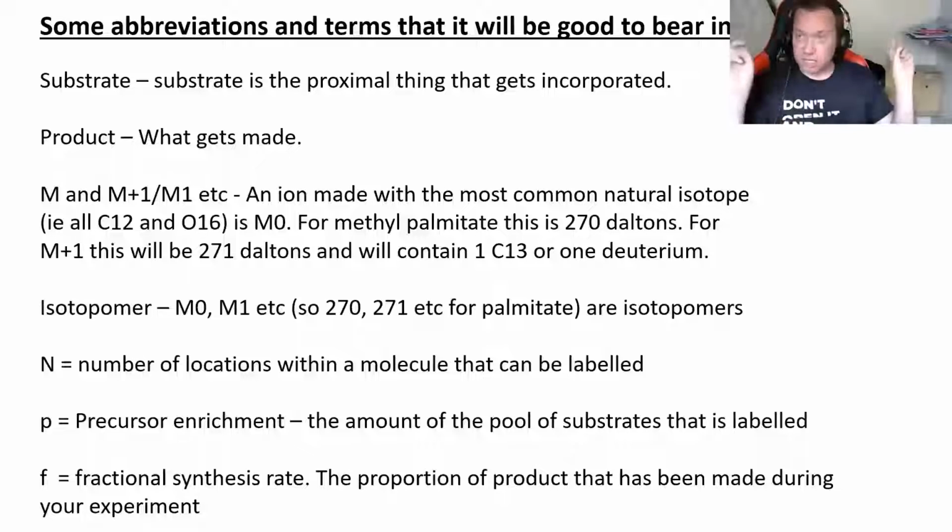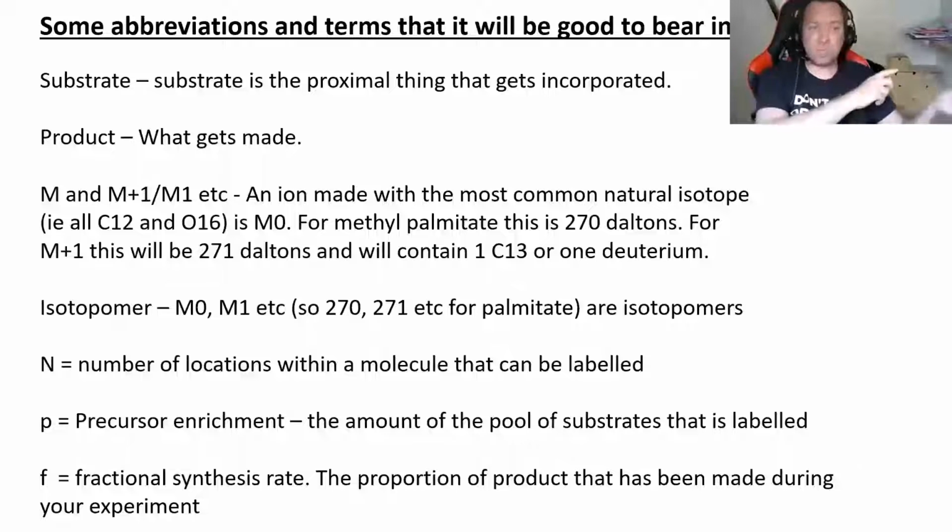M is a term you're going to see in reference to ions. So M and M+1, or M1, for example. An ion made with the most common natural isotopes, i.e. a fatty acid comprised exclusively of C12 and O16, is the M0 ion. So that would be the 296 that we were looking at for oleic acid. Or for palmitate, that's 270 Daltons.